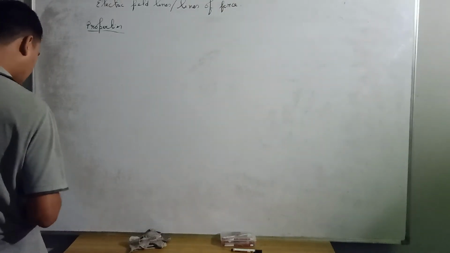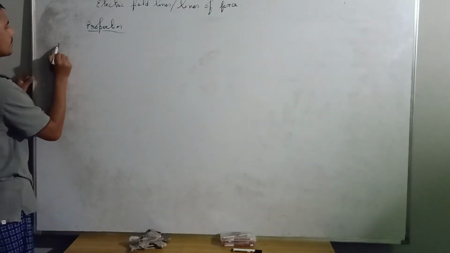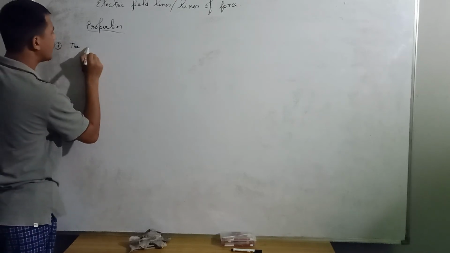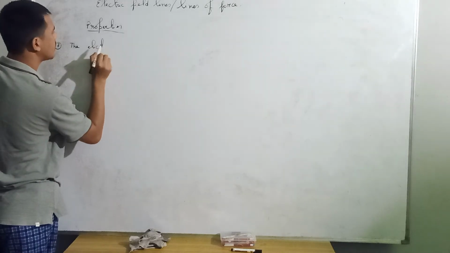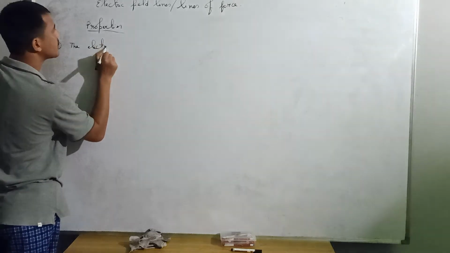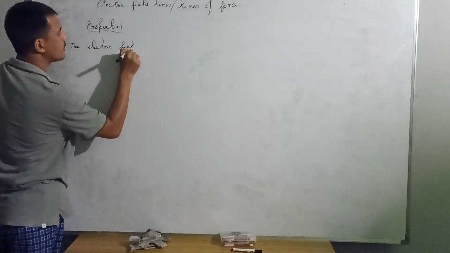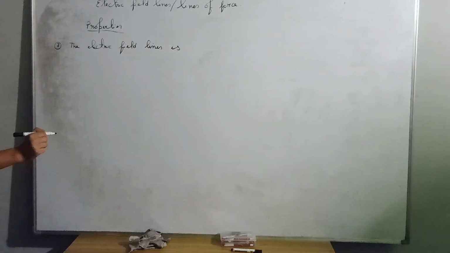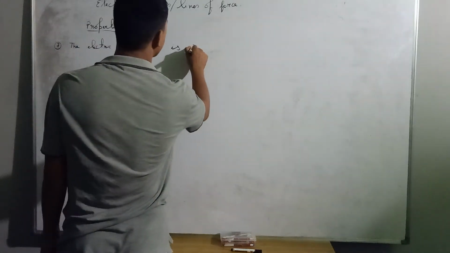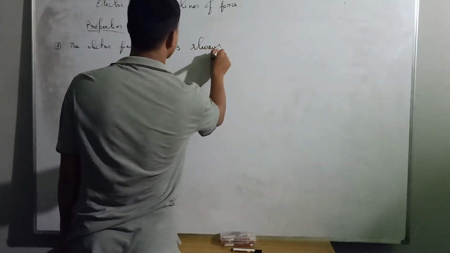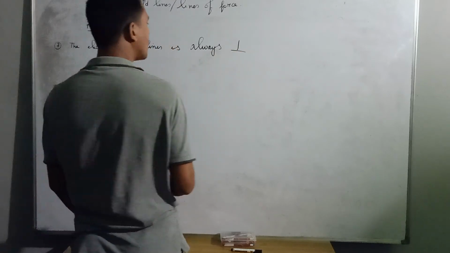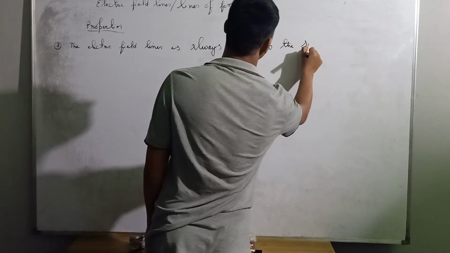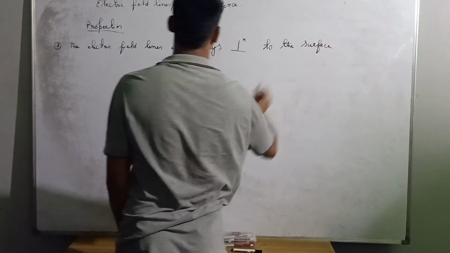So the seventh property will be, the electric field lines are always, not only sometimes, but always perpendicular to the surface of the charge.